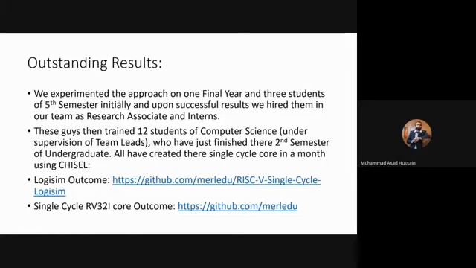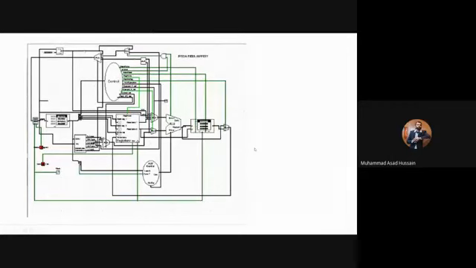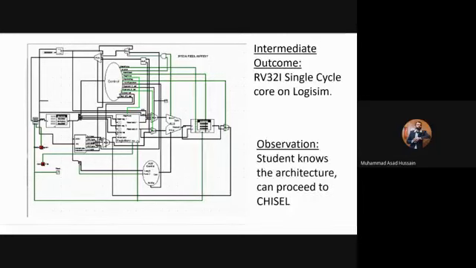Okay, so here's the link of the Logisim. That's a GitHub link, our repository named Merl edu, and you can go and visit there as well. And these are the single cycle cores. This is basically the Logisim output, and it's a data path. Uzair will further explain it in his presentation.